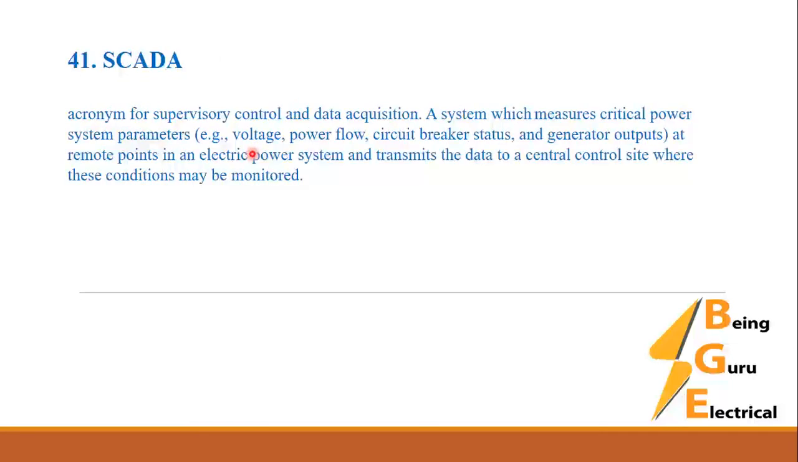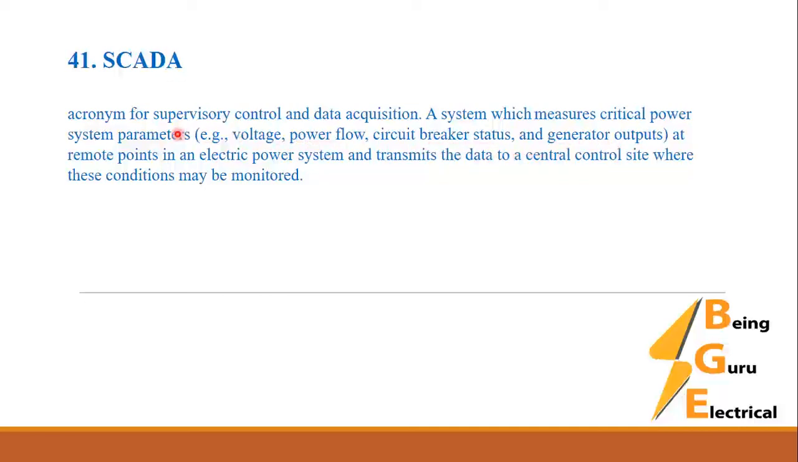Then next we have SCADA. Its abbreviation is supervisory control and data acquisition. A system which measures critical power system parameters, like if we take the example of our substation or powerhouse, voltage, power flow, circuit breaker status, generator outputs are all monitored at the SCADA screen at remote points in an electric power system and transmit the data to a central control site where this condition may be monitored. So we have a control room, and in the control room we are monitoring and controlling the voltage, power flow, circuit breaker status, generator outputs through SCADA.